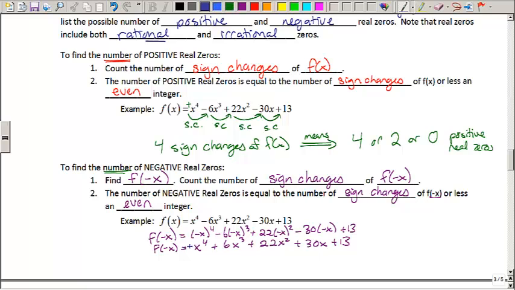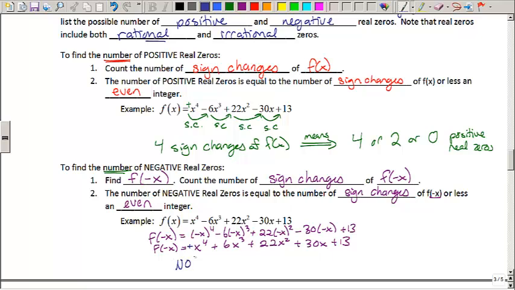Well, I'm going from positive to positive, that's not a sign change. Positive to positive, that's not a sign change. Positive to positive, nope. There's no sign changes. And you might be thinking, well, that was a bust. That doesn't give me any information. But it does. It gives you a very powerful piece of information.